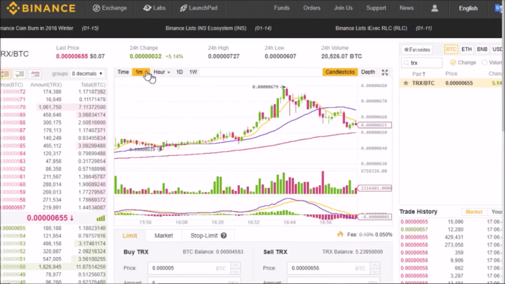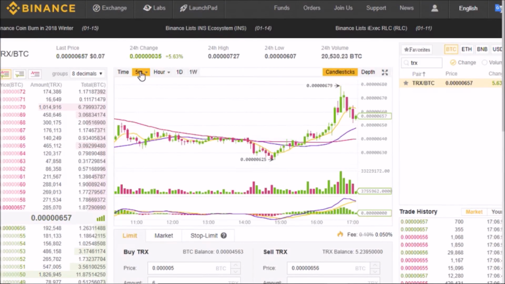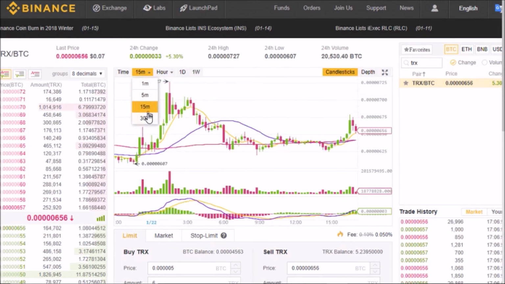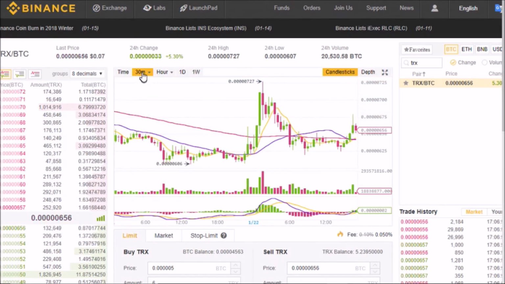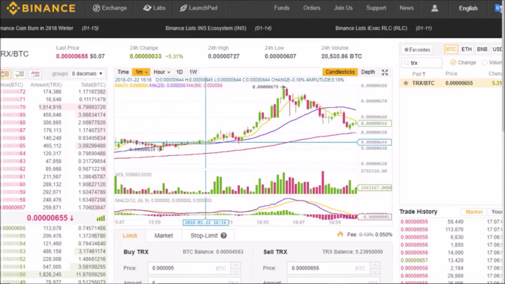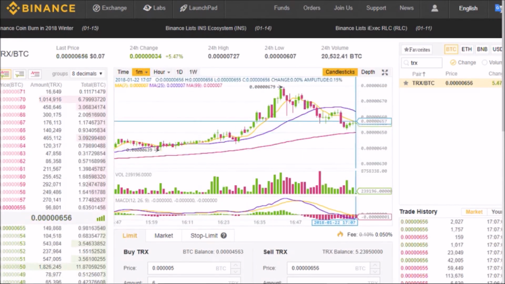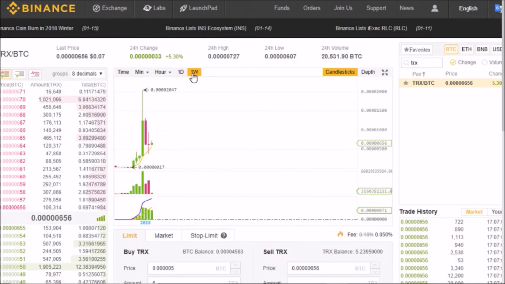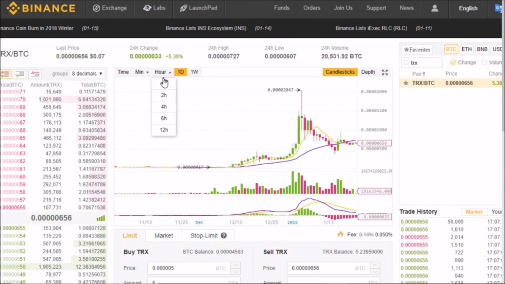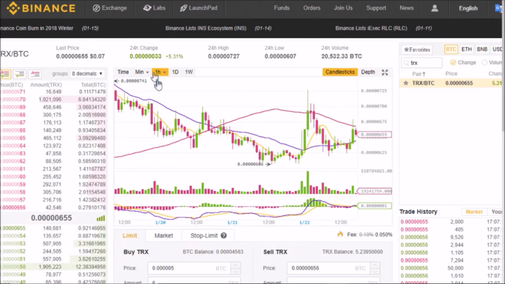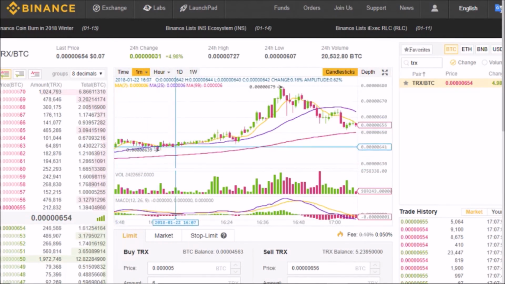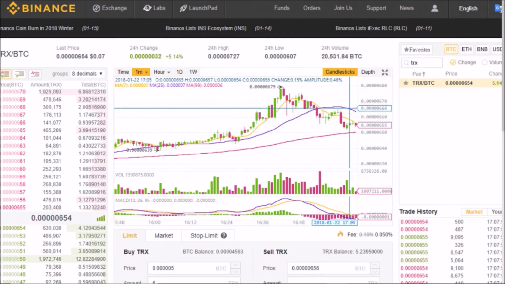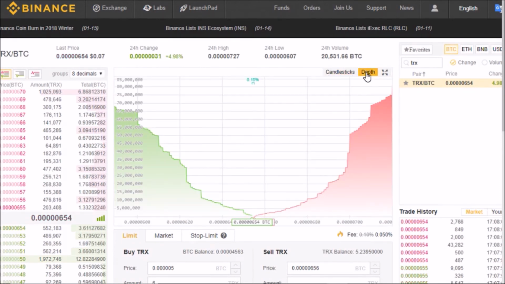Then you can change these candles to 1 minute, 5 minutes, 15 minutes, or 30 minutes. Now when you hit 1 minute, that tells you the life of this coin, the purchases and orders within a 1 minute time frame. You can also do it in 1 day, 1 week, so it goes on and on. So we can do it every hour to the minute. Now these lines are your exponential moving averages. Here you also have your depth. This is all your sellers and these are all your buyers.